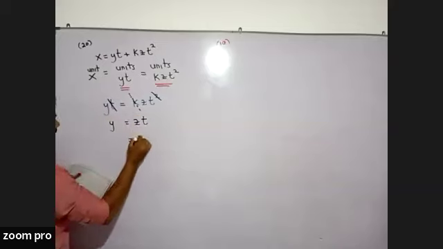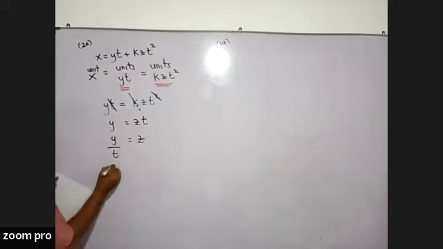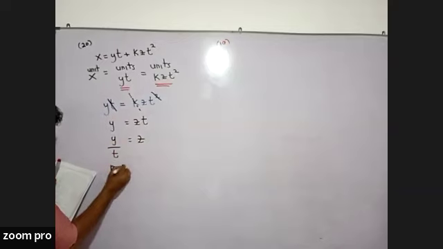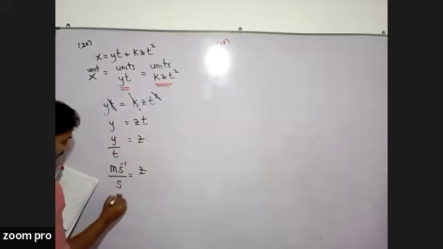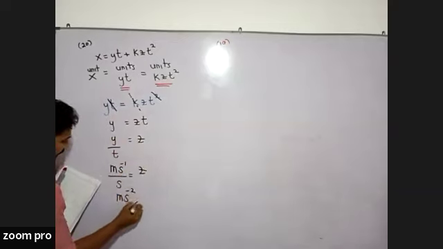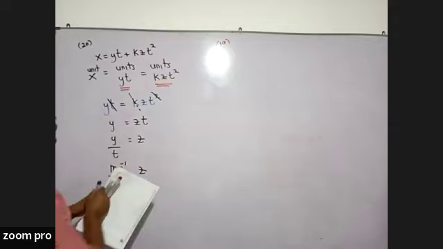So if I make z the subject, you will obtain y over t. They have given the units of y, that is m s minus 1, over t, which means time, so it should be seconds. So the units of z should be equal to m s minus 2. Right? Okay.